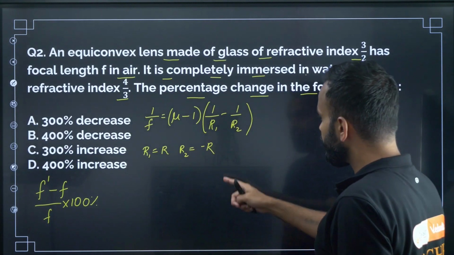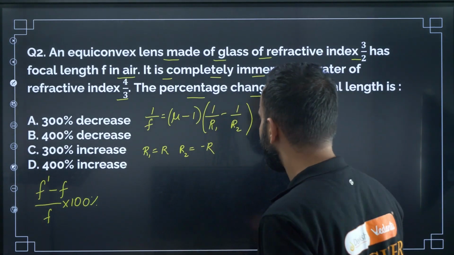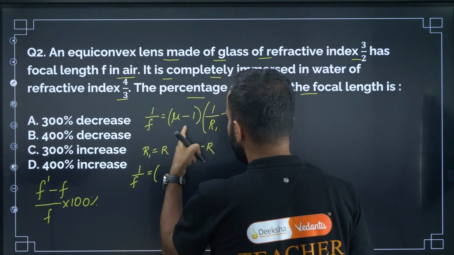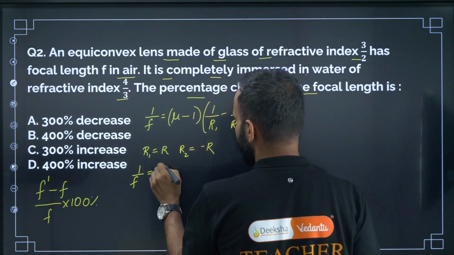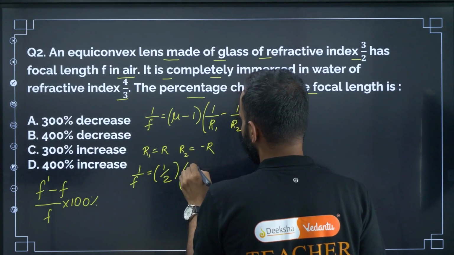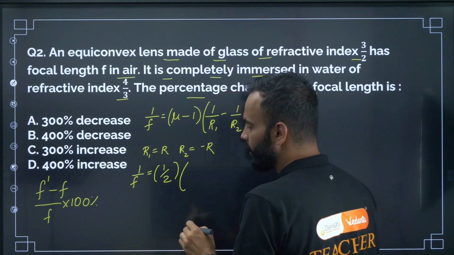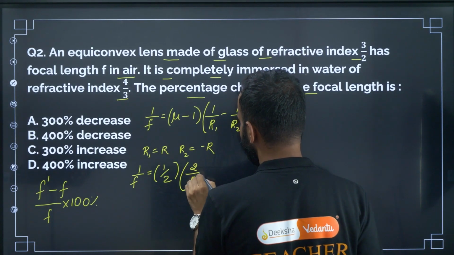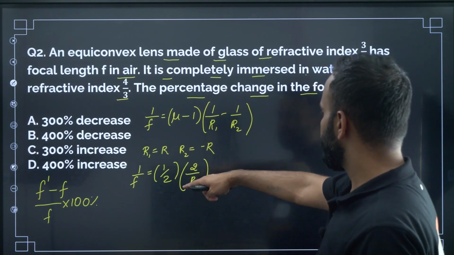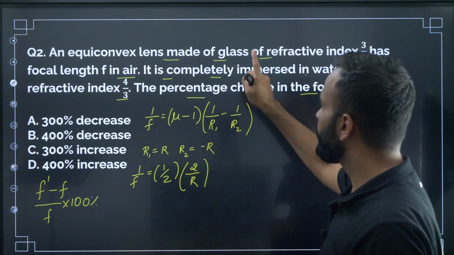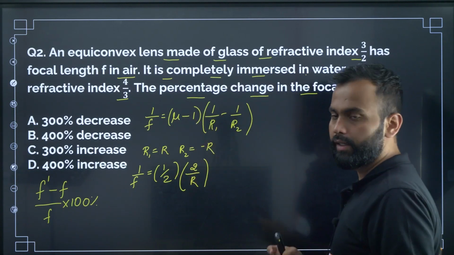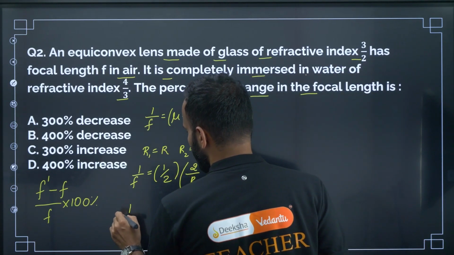Then mu is 3 by 2 when it is in air. Now 1 by f equals 3 by 2 minus 1, which is 1 by 2, into 1 by r1 minus 1 by r2, that is 1 by r minus of minus 1 by r, which is 2 by r. This is the focal length f of the equiconvex lens when it is in air. Now it is immersed in water.